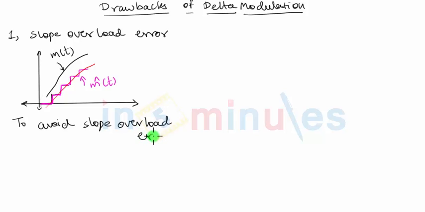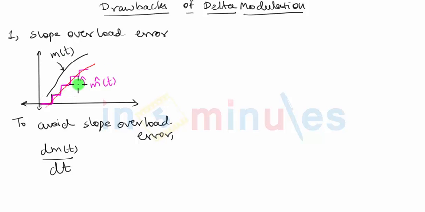To avoid slope overload error or slope overload distortion, I repeat, the two important factors are the rate at which m of t is changing. To find out the rate of change of any continuous time signal, we take its derivative. So dm(t)/dt is the rate at which analog signal is changing.